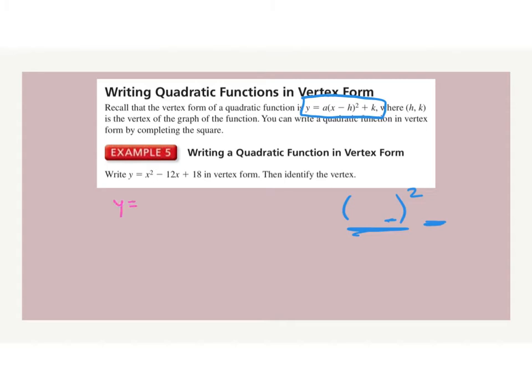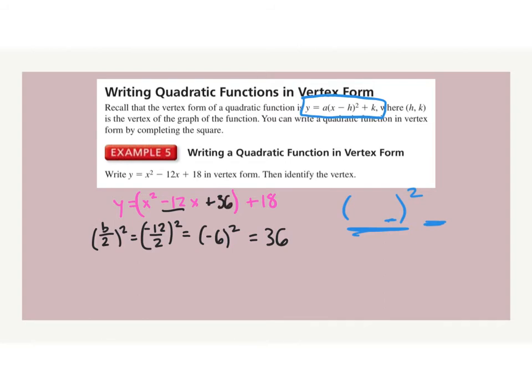So first thing we need to do is complete the square. We have y is equal to x squared minus 12x. We need to put some number in here that makes this a perfect square trinomial. So that number comes from b over 2 squared. Our b is negative 12, so negative 12 over 2 squared, which is negative 6 squared, 36. So we are adding 36 here.